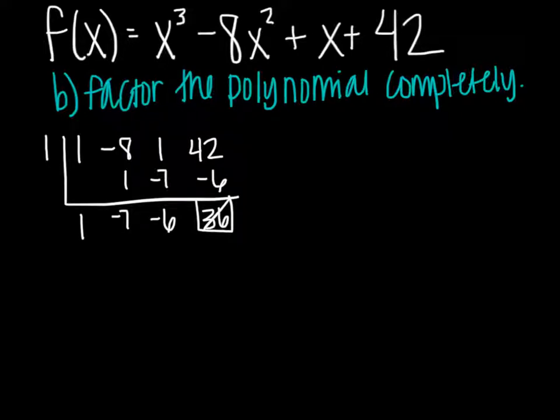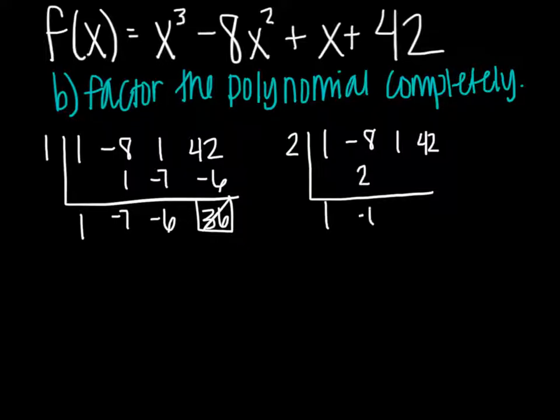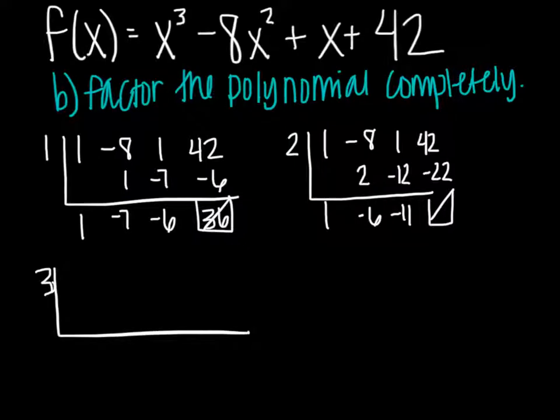So I'm going to try again. I'm going to try 2 this time because 36 is kind of far away from 42. So if I'm checking for 2, we've got 1, negative 8, 1, and 42 as our coefficients on the inside. Bringing down the 1 and multiplying, we've got negative 12. And now 1 minus 12 is negative 11. That's minus 22. Still not 0. Next, I'm going to try 3. You can try whatever you feel is necessary until you find one that gives you a remainder of 0.